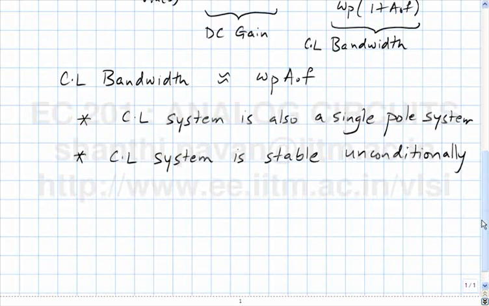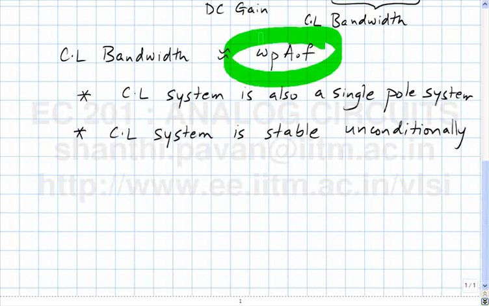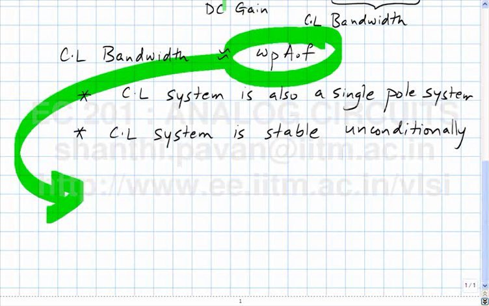And the closed loop bandwidth is approximately omega p times A naught times F. Okay? You understand? And one useful way of thinking about this number is the following.